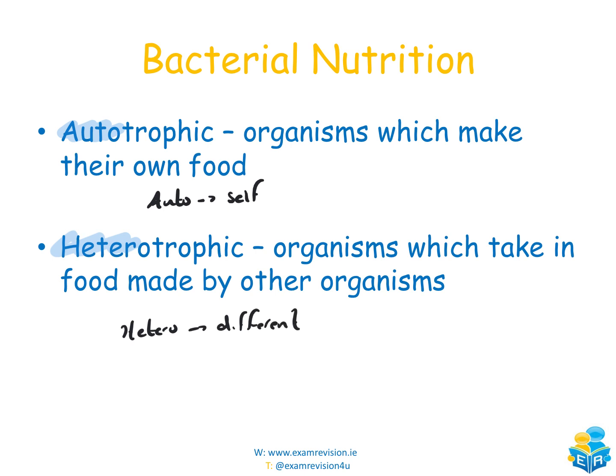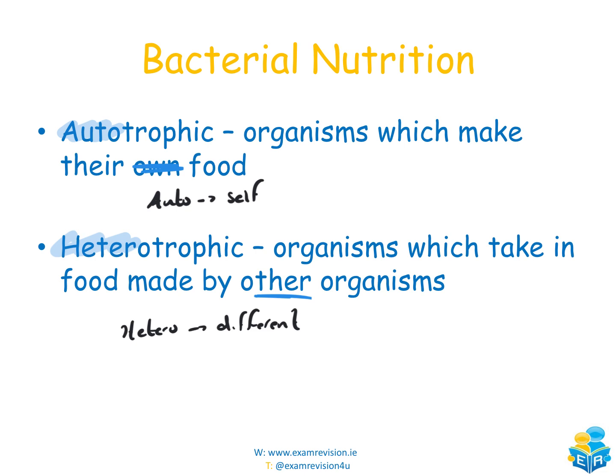Okay, so trophic referring to food. So autotrophic is the organism is going to make their own food, whereas heterotrophic, they're going to get food from other organisms. Okay, so for example, we're heterotrophic because we get our food from other sources. Plants will be autotrophic because they make their own food through photosynthesis.